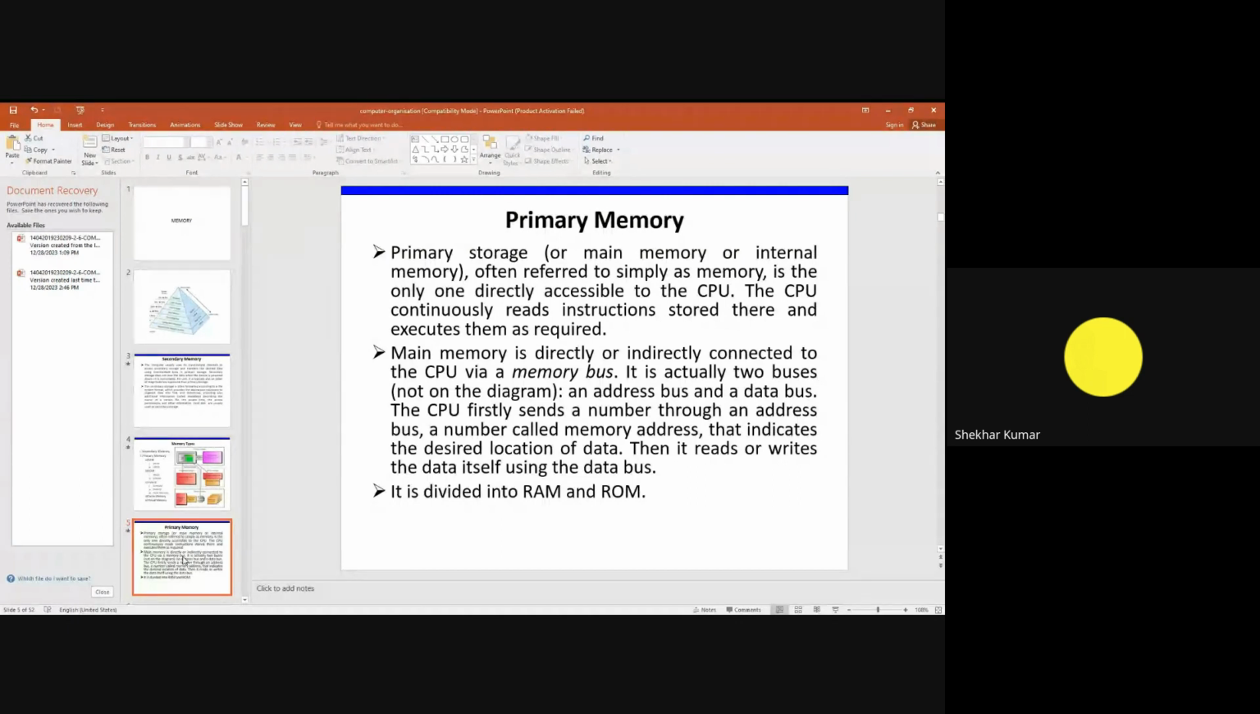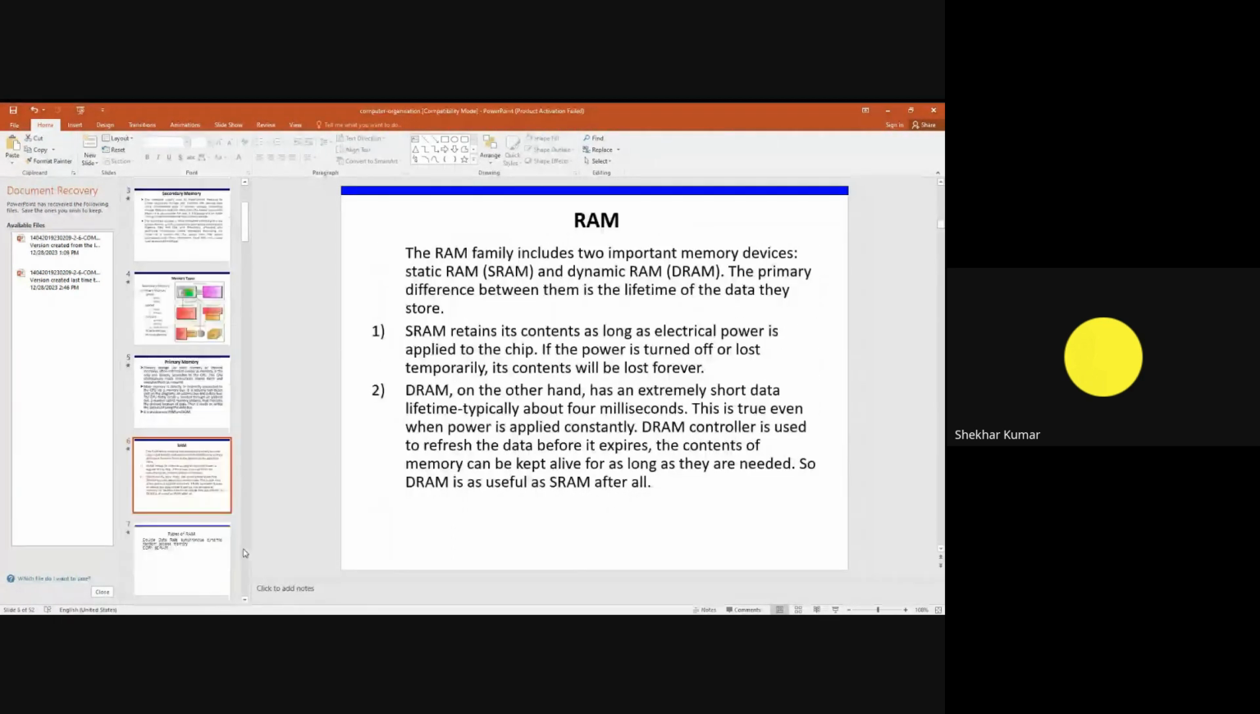So RAM is the hardware that temporarily stores your data and programs. It is volatile in nature. If the system is turned off, then this data will be erased. So RAM is the hardware that temporarily stores the data and programs. It is the faster part of the main memory, which can be directly accessed by the CPU.